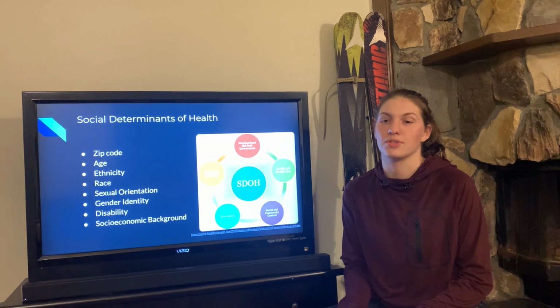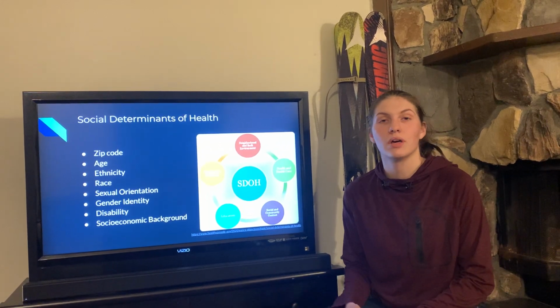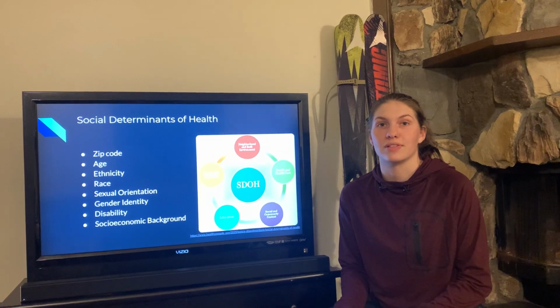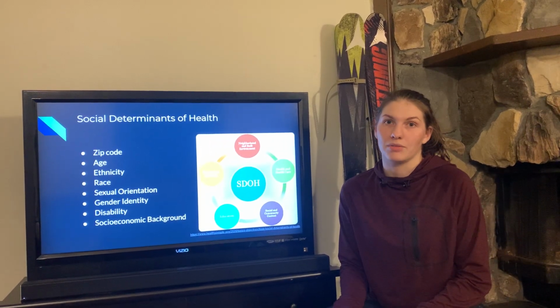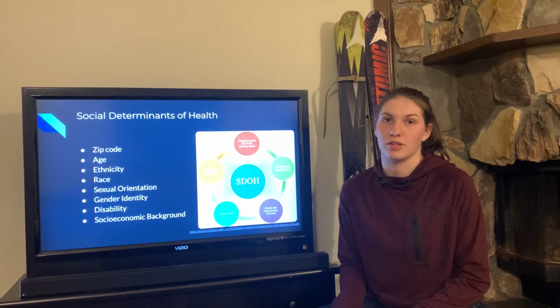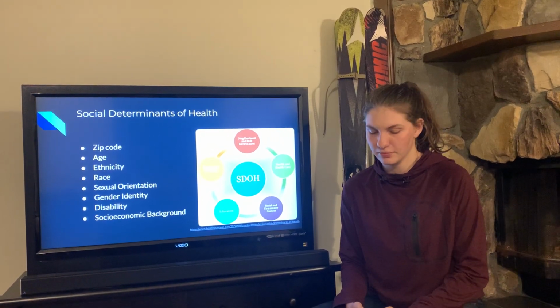Zip code will also determine what kind of school you go to, which can end up defining the rest of your socioeconomic background, and what kind of opportunities you'll have later in life.